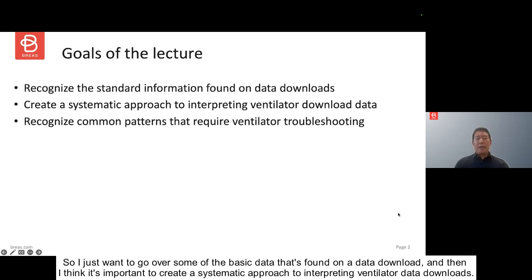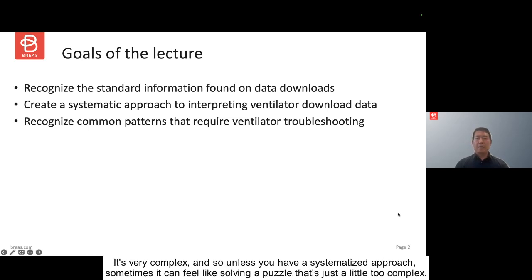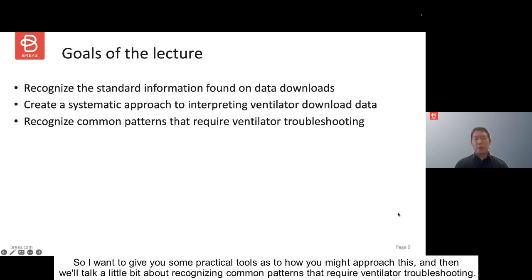And then I think it's important to create a systematic approach to interpreting ventilator data downloads. It's very complex, and so unless you have a systematized approach, sometimes it can feel like solving a puzzle that's just a little too complex. So I want to give you some practical tools as to how you might approach this.